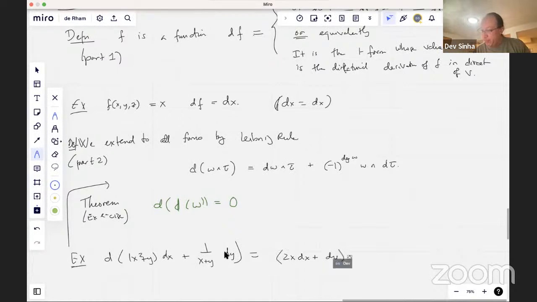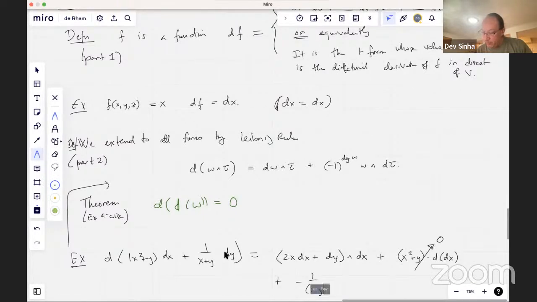And I'm going to wedge that with dx. And then I also have to take x squared plus y times d dx, and that's 0, because d squared is 0. And then I have to take the derivative on the second, and I get minus 1 over (x plus y) squared dx, (x plus y) quantity squared.